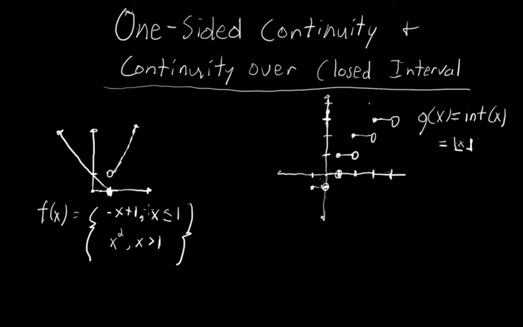So we have two functions shown here. On the left we have this piecewise defined function f of x, which is defined as the line negative x plus 1. This should be a straight line, with slope of -1 and y-intercept of +1. And so f of x is defined as this line for x values less than or equal to 1, and for x values greater than 1 it is defined as the parabola x squared.